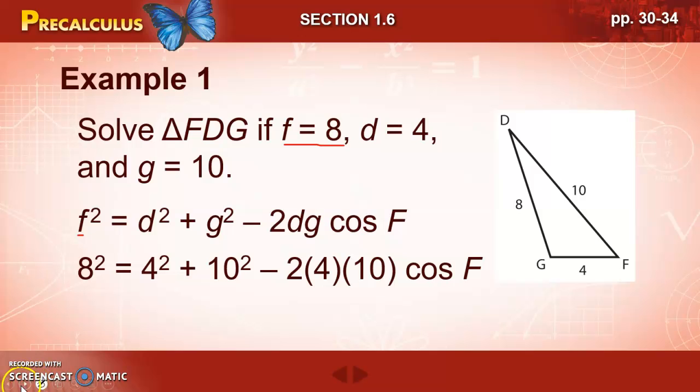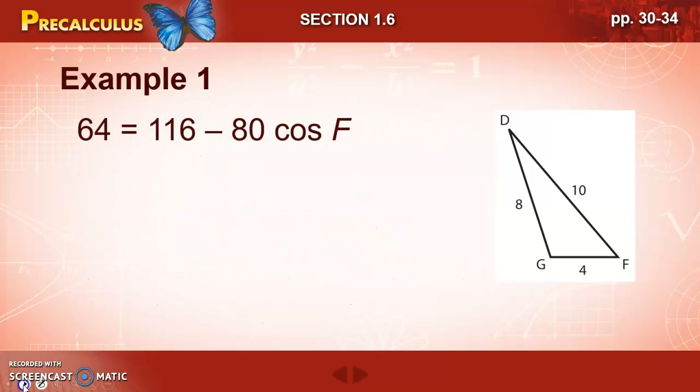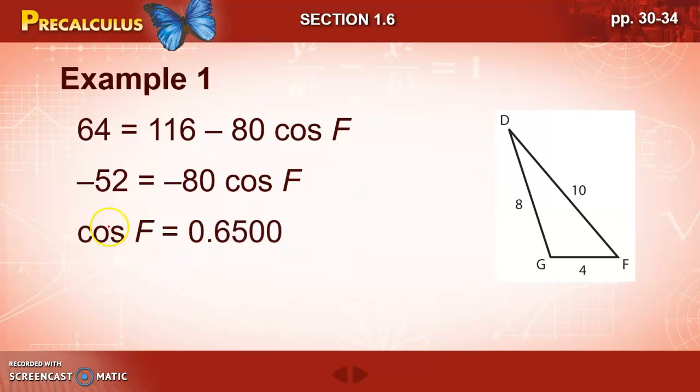I'm going to substitute in our numbers and then do some operations to simplify this. We get 64 equals 116 minus 80 cosine of f. We're trying to get down to cosine of f so that we can find the value of angle f. So let's combine like terms here. Divide both sides by negative 80. If we divide both sides by negative 80, we should get the cosine of f is 0.6500.